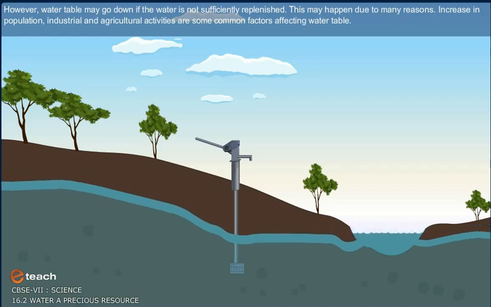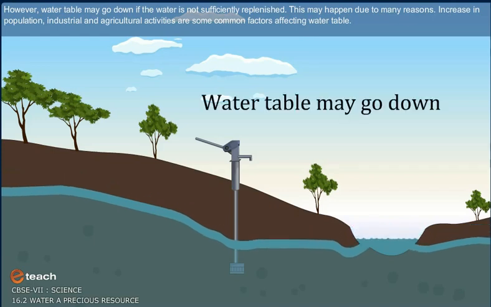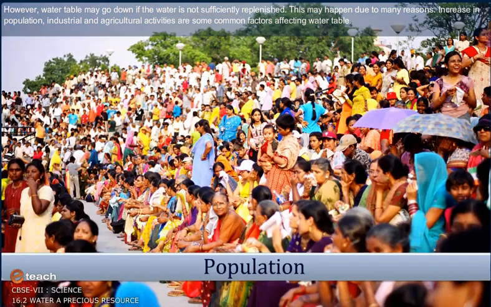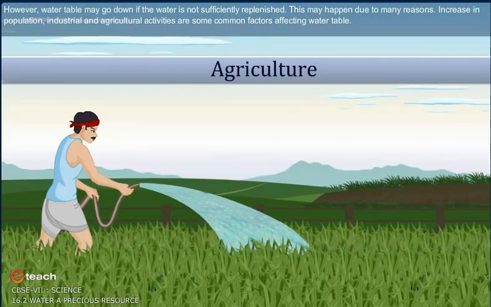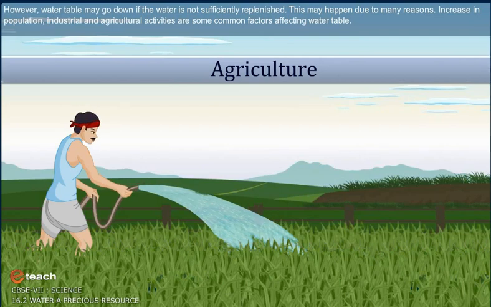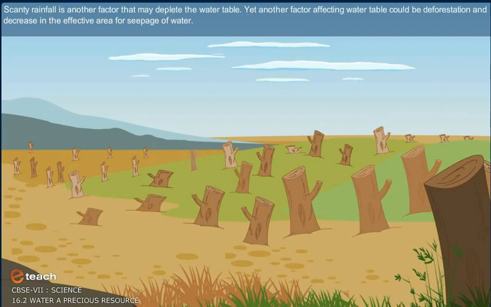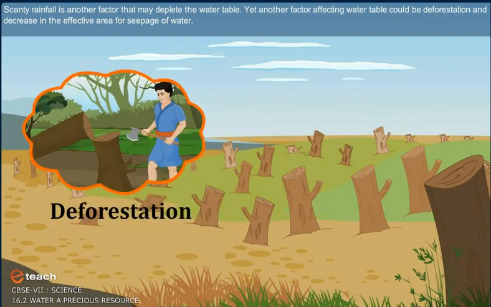However, the water table may go down if the water is not sufficiently replenished. This may happen due to many reasons. Increase in population, industrial and agricultural activities are some common factors affecting the water table. Scanty rainfall is another factor that may deplete the water table. Yet another factor affecting the water table could be deforestation and decrease in effective area for seepage of water.